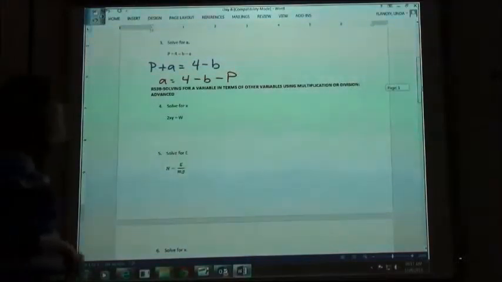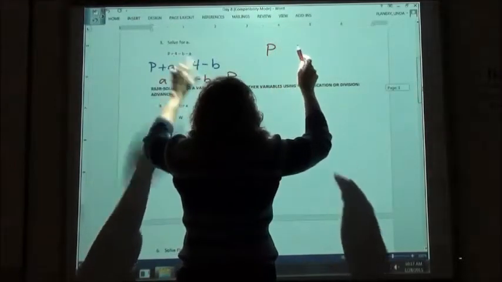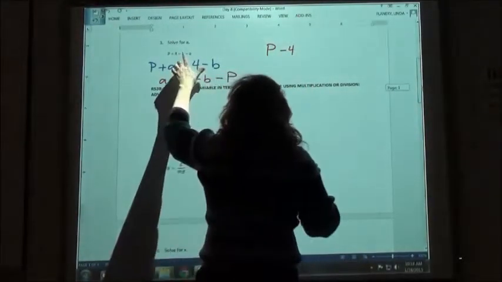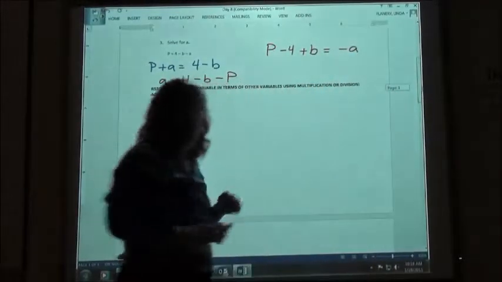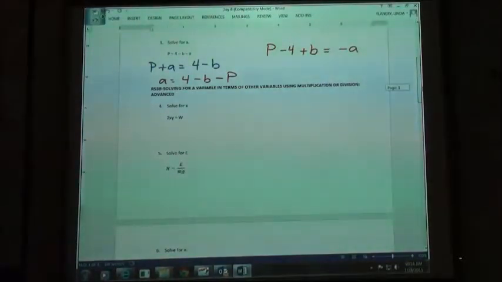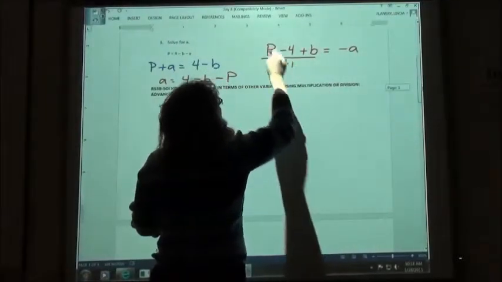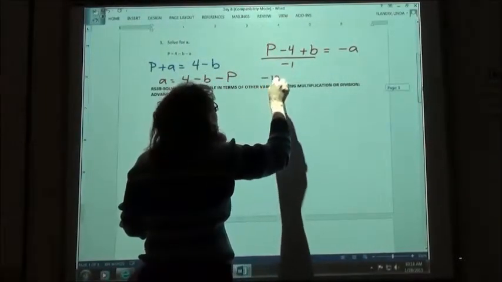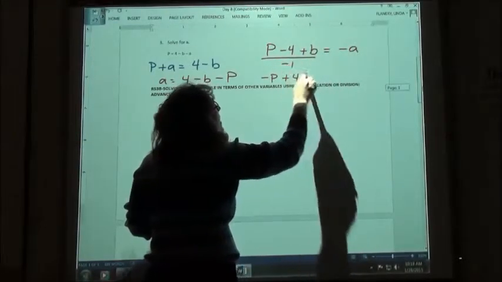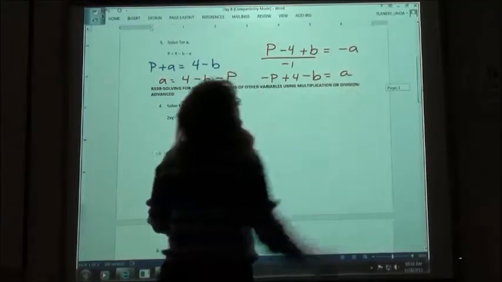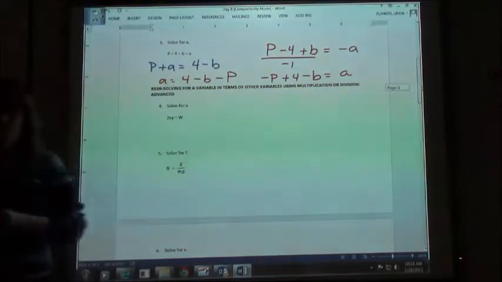Otherwise, if you didn't move the a first, just for those who didn't think of doing that, if I took the p and I moved my 4, I would have minus my 4. If I would have moved my b, I would have added my b, but then I would have had a minus a. And if I have a minus a, I end up having to divide everything by -1, which just changes all of my signs. So positive divided by a negative is going to make that negative. Negative divided by a negative makes that positive. And a positive divided by a negative makes that negative. It's not in the same order, but you can see everything has the same sign in front of it as when we did it over here.